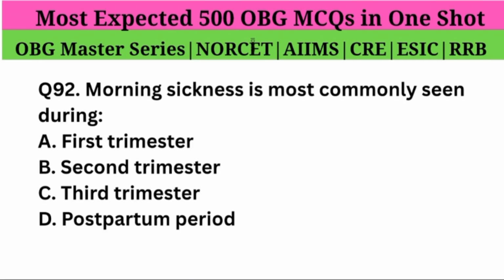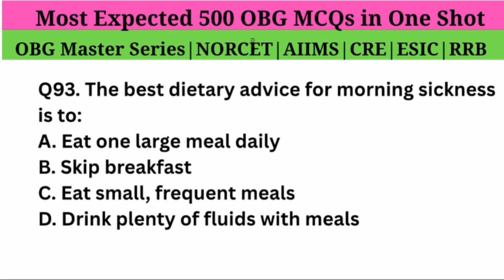Next question, morning sickness is most commonly seen in which trimester? Your correct option is option A, first trimester. Next question, the best dietary advice for morning sickness is. Your correct option is option C, eat small and frequent meals.